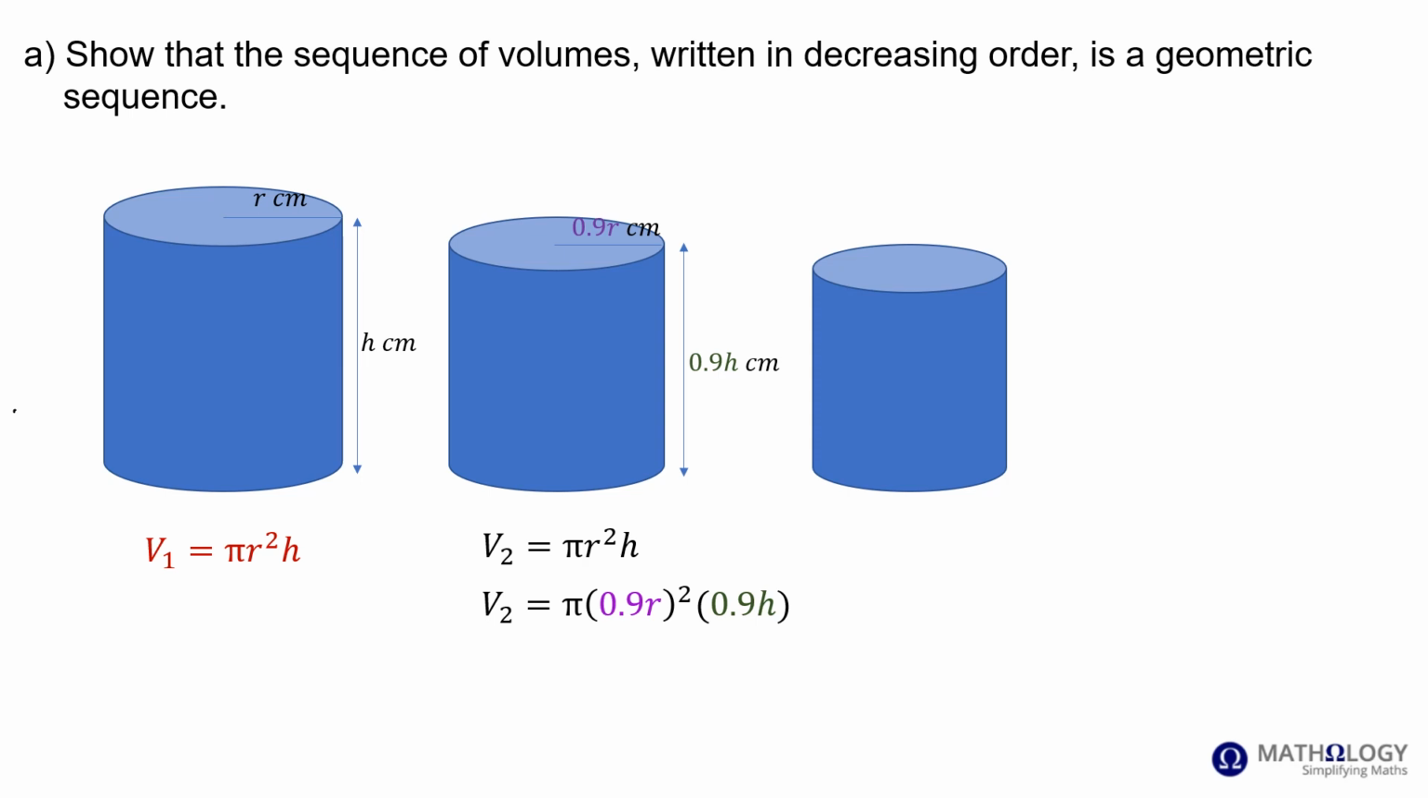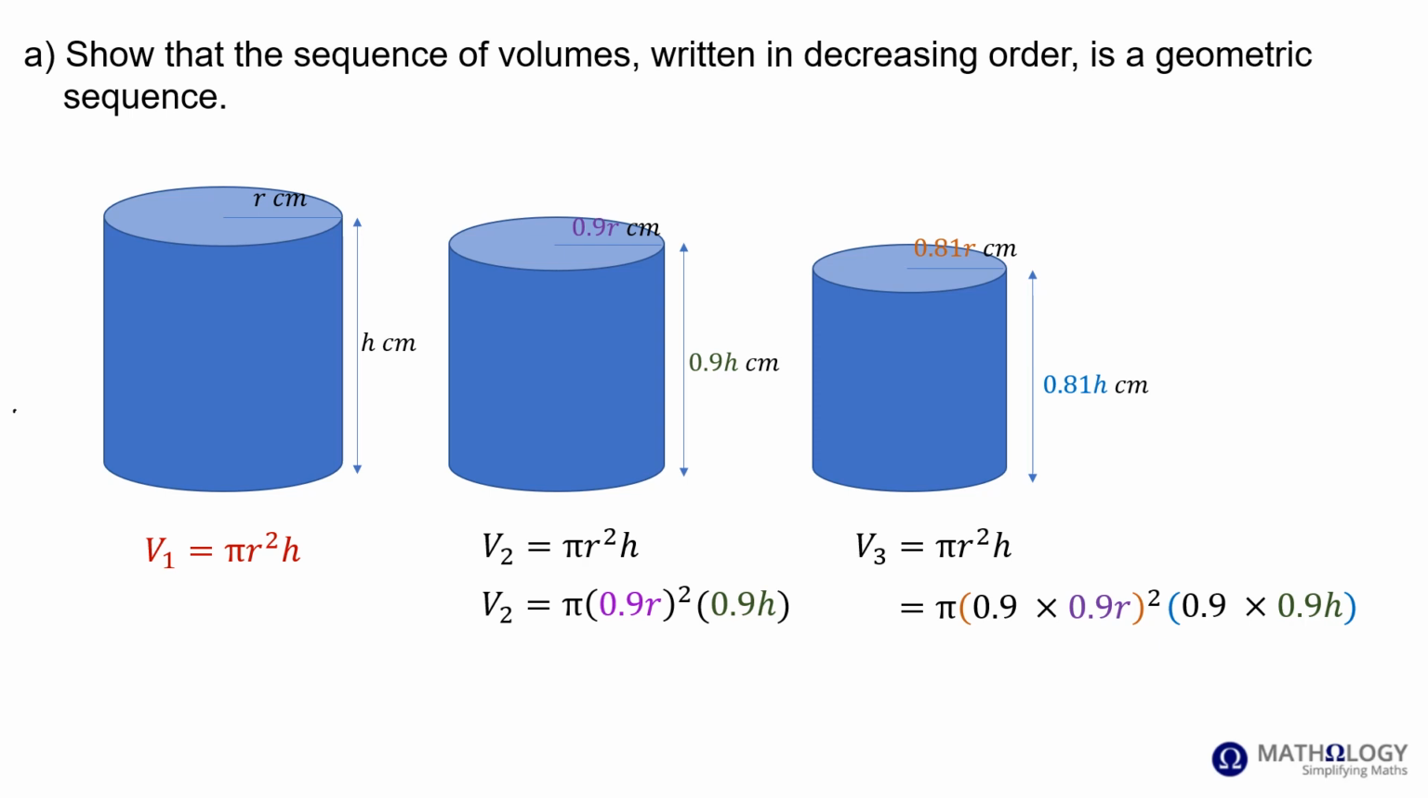The radius of the third cylinder is 90% that of the second cylinder, so the radius of the third cylinder equals 0.9 times 0.9 r. And the height of the third cylinder equals 0.9 times 0.9 h. We can now find the simplest expression for each cylinder's volume in terms of pi, r, and h.